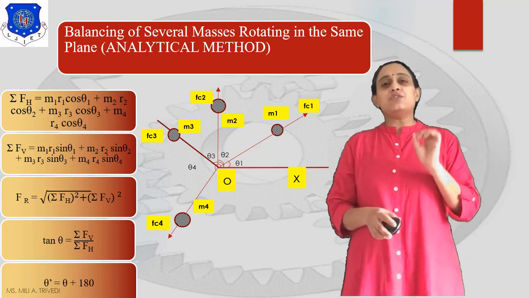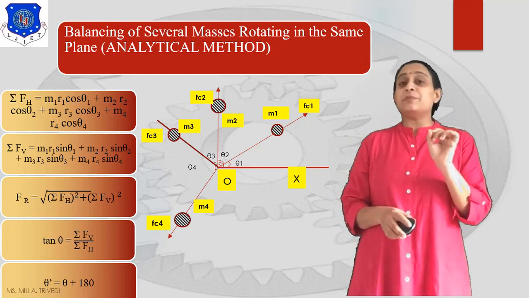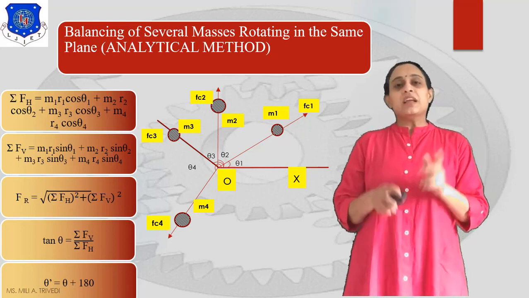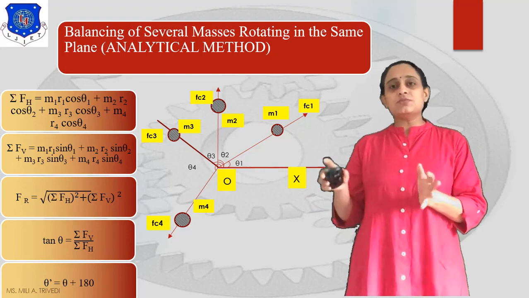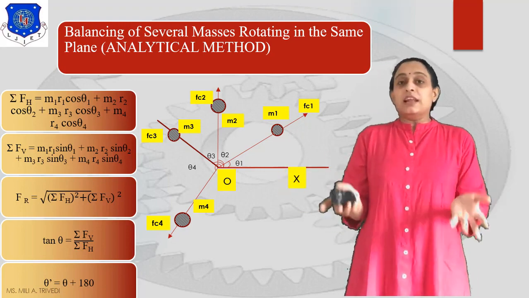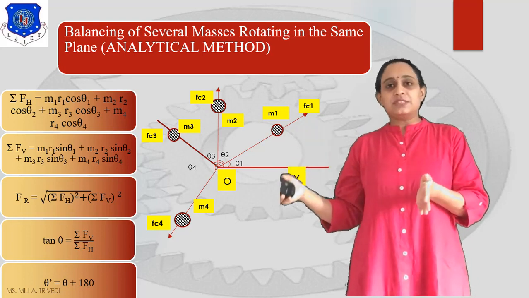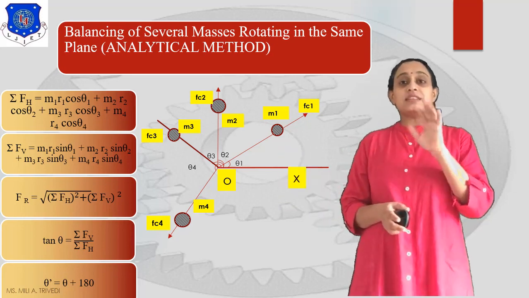So now let us calculate all the horizontal components of our system. Here we have to write sigma of F horizontal, H. So sigma of FH is equal to, first of all, FC1 cos theta 1 plus FC2 cos theta 2 plus, and so on, if we have n masses, plus FCn cos theta n.